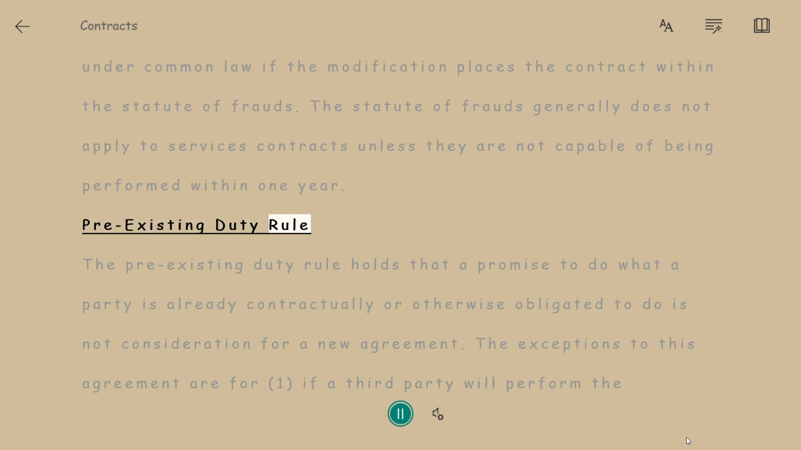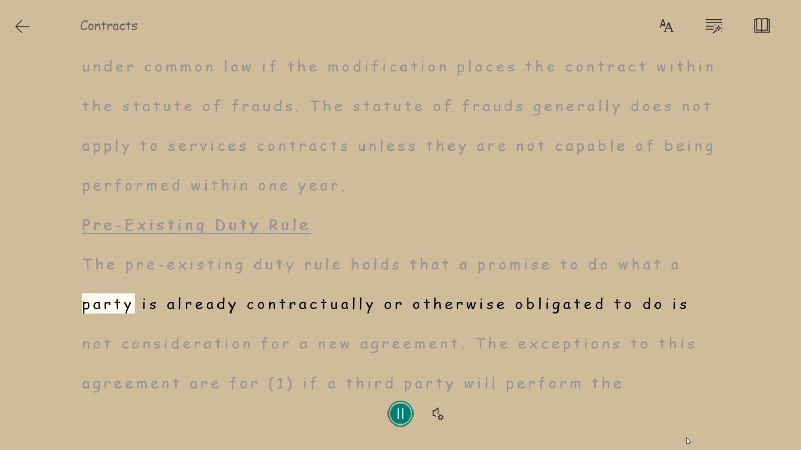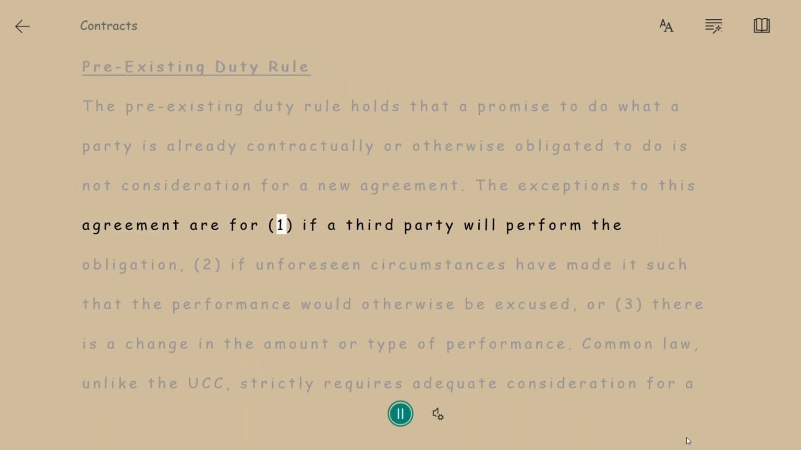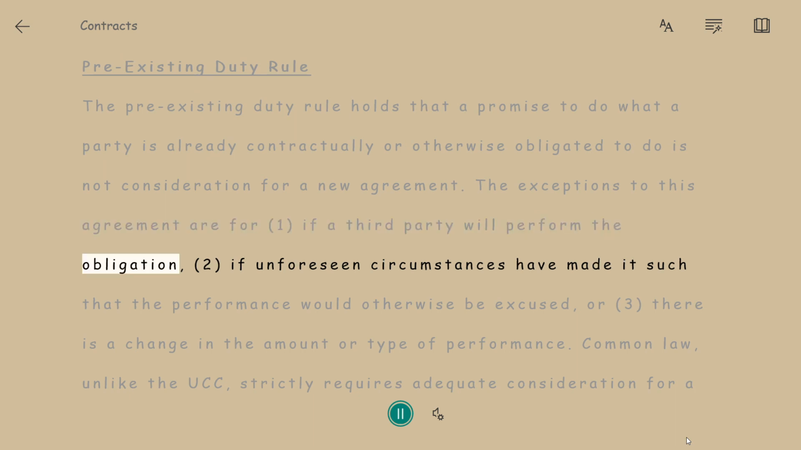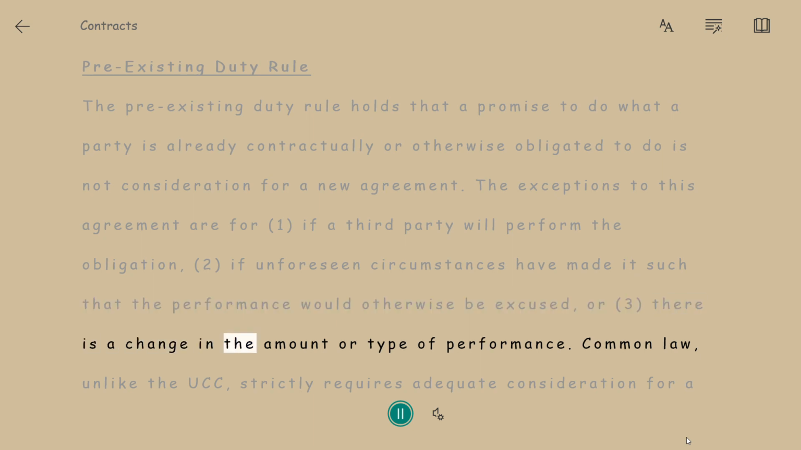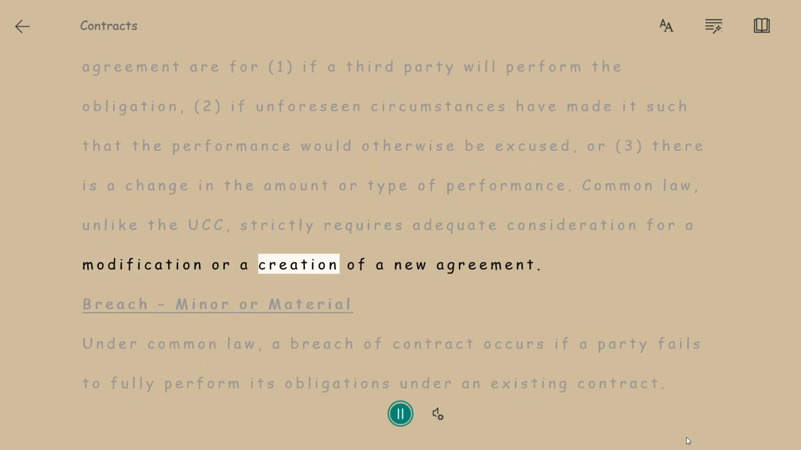Pre-existing duty rule. The pre-existing duty rule holds that a promise to do what a party is already contractually or otherwise obligated to do is not consideration for a new agreement. The exceptions to this rule are 1. If a third party will perform the obligation. 2. If unforeseen circumstances have made it such that the performance would otherwise be excused. Or 3. There is a change in the amount or type of performance. Common law, unlike the UCC, strictly requires adequate consideration for a modification or a creation of a new agreement.